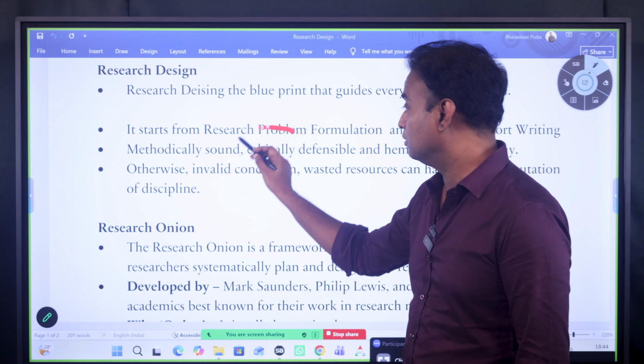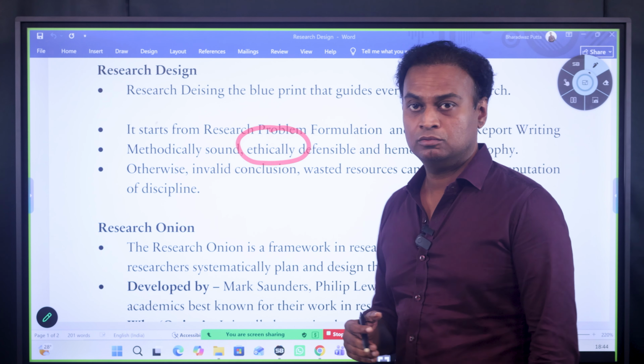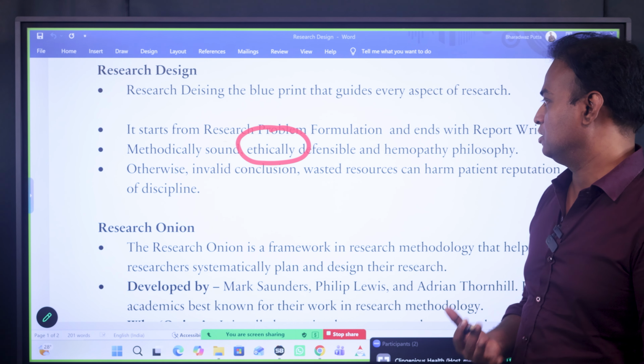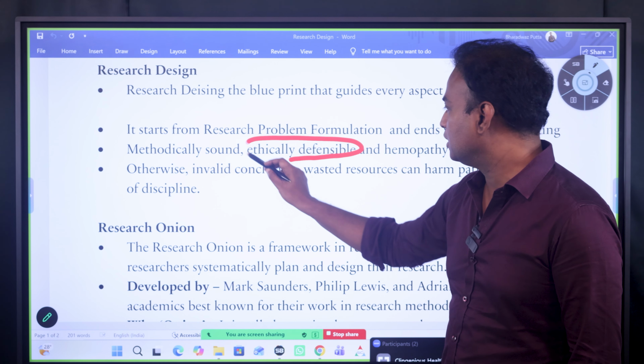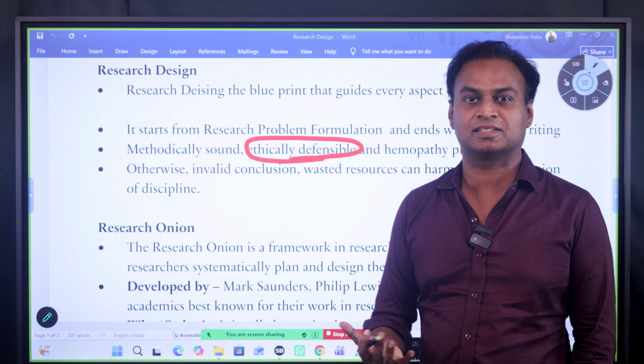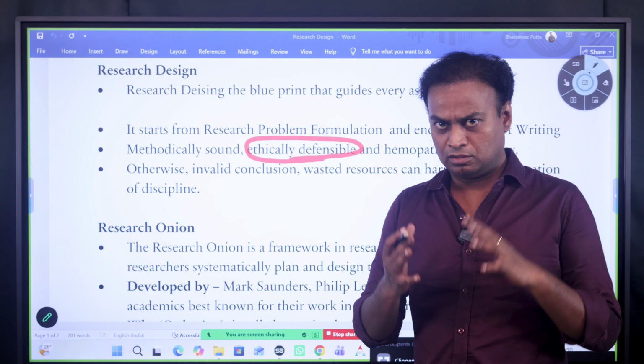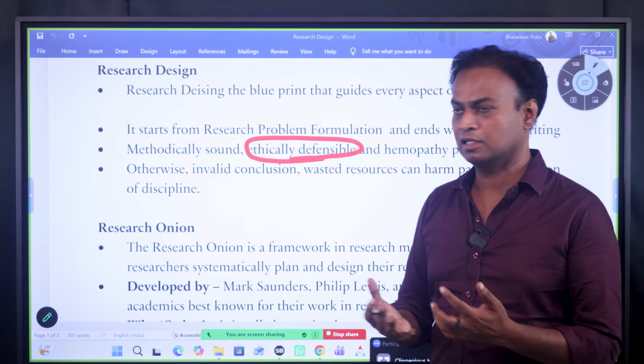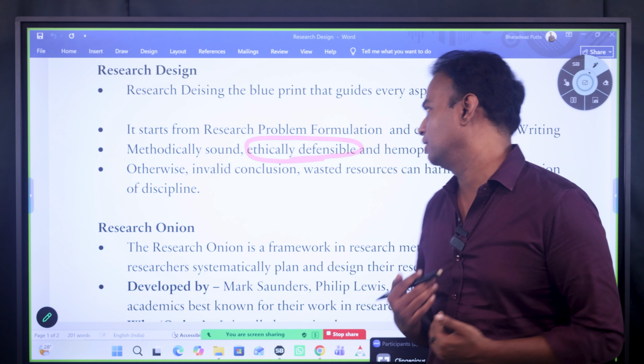It should be ethical. You have to implement ethics within the research, and it should be ethically defendable. Defendable means no one should question your ethics. In such a way, you have to design the research in an ethical way, so you can defend yourself.